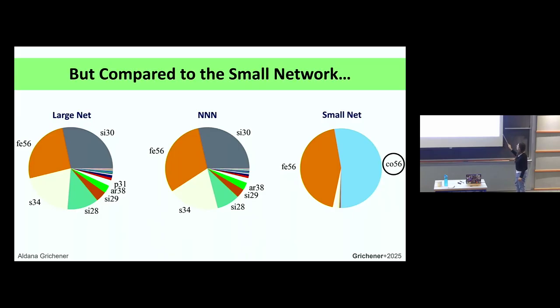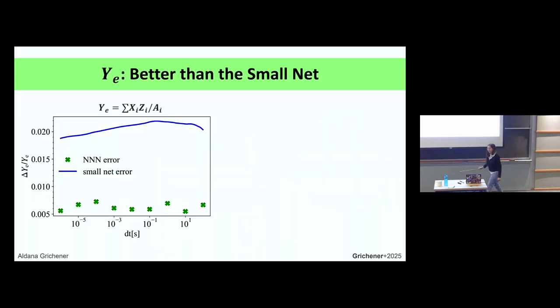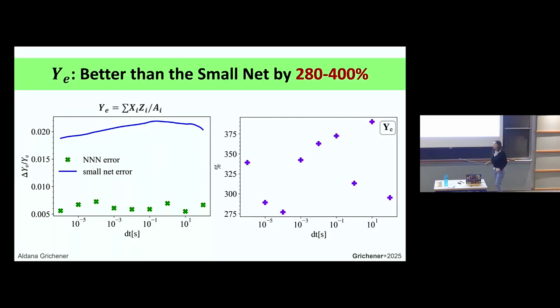So going a bit further and looking at the electron fraction, here we compare the error in the electron fraction of the neural network compared to the large network, represented here by these green crosses, for the different time steps that we trained on in our simulations. And here in blue, you can see the error of the small network that is currently used compared to the large network. So we can see that we have a 3 to 4 times improvement.